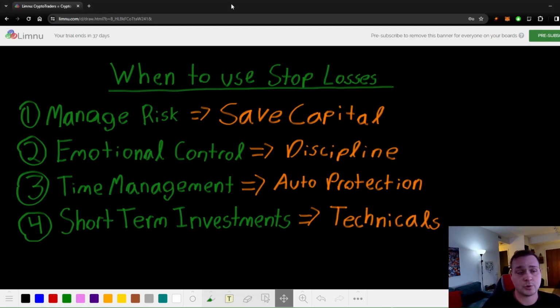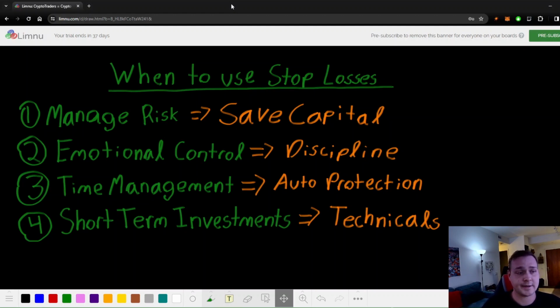Secondly is emotional control. A stop loss order really enforces discipline by sticking to that predetermined strategy. It helps you adhere to the trading plan and avoid impulsive decisions, like revenge trading, that most of the time are going to incur more losses.